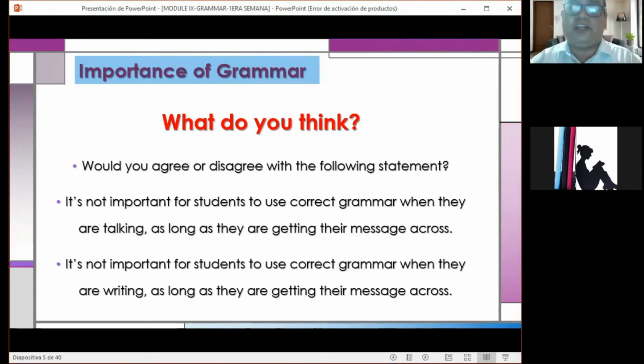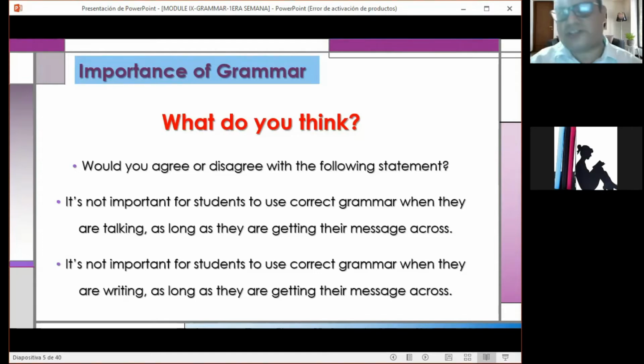And I agree with Yanela that it depends also on the levels of the students. At the beginning levels, maybe it's not so important to pressure our students to use correct grammar, because it's going to be an interruption of the fluency when they start talking. That's what we call communication strategies. But when we write, we also talked about fluency, no? Remember, we talked about it in the last module. When we write, we also talked about fluency.